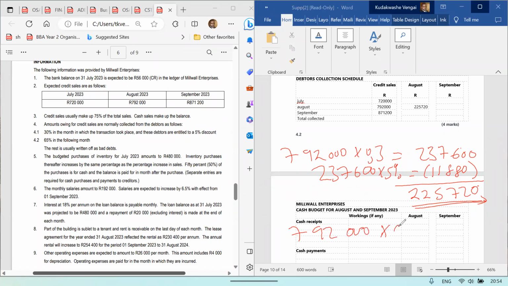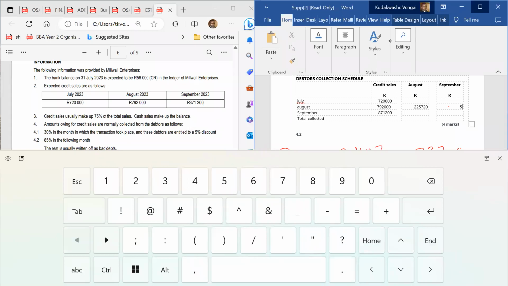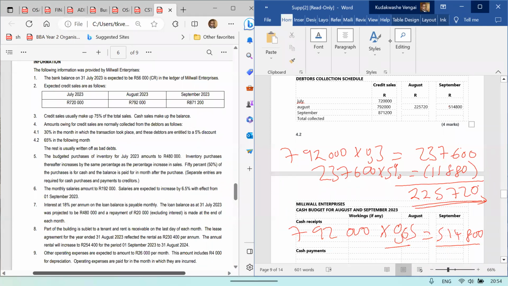792,000 multiplied by 0.65 to get the amount that is collected in the next month, right? 792,000, which is 514,800. But this is collected in September. So I can then come over here under August and say here 514,800 was collected in what? In September. Right? So now I'm done with that month.